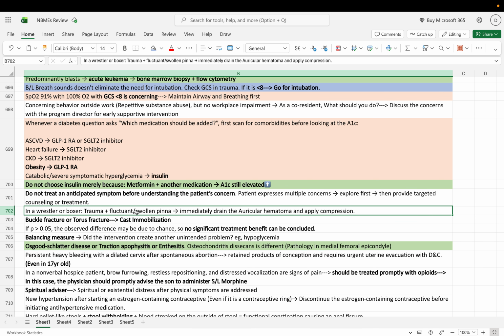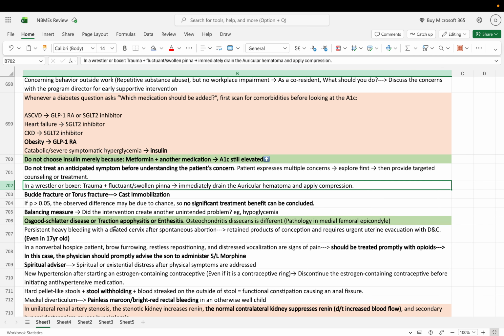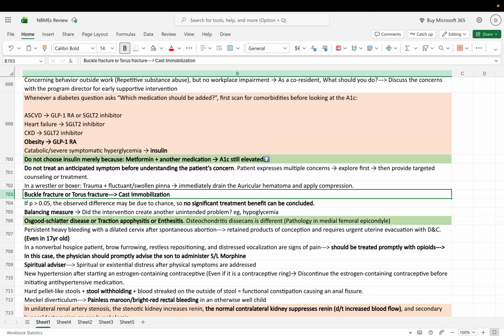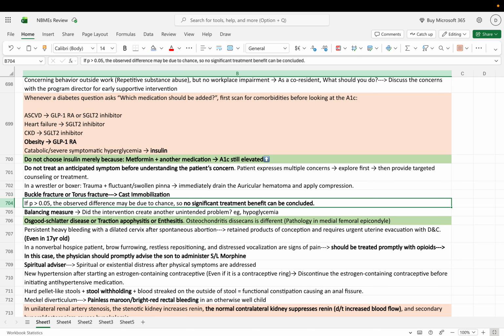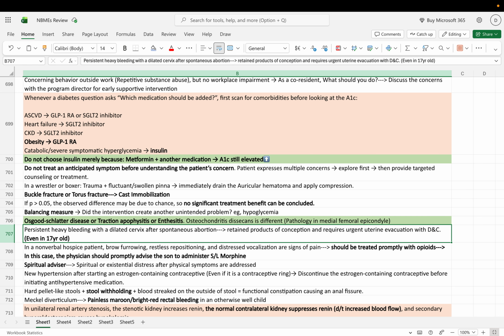In a wrestler or boxer, trauma plus a fluctuant swollen pinna: immediately drain the auricular hematoma and apply compression. Buckle fracture or torus fracture: you need cast immobilization. If the p-value is more than 0.05, the observed differences may be due to chance, so no significant treatment benefit can be concluded. Balancing measure: did the intervention create another unintended problem? For example, hypoglycemia in this case.